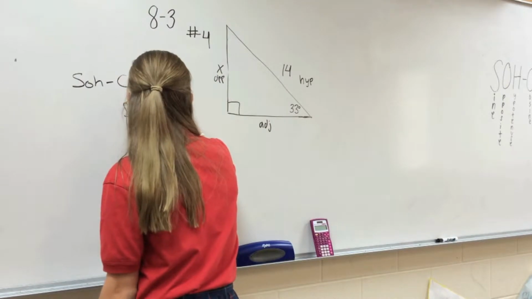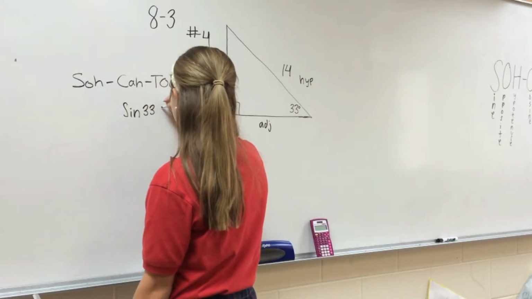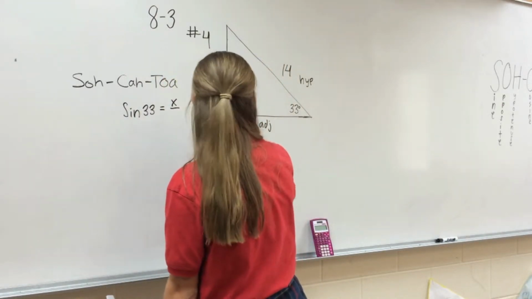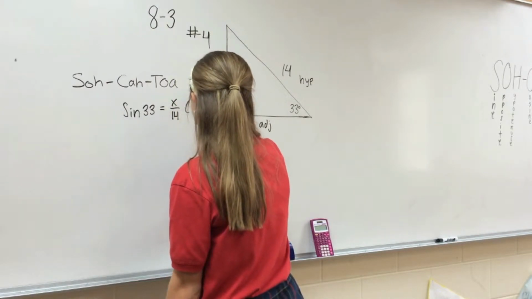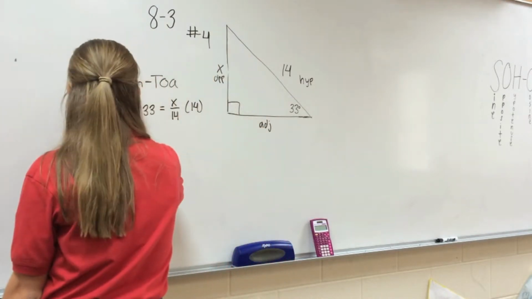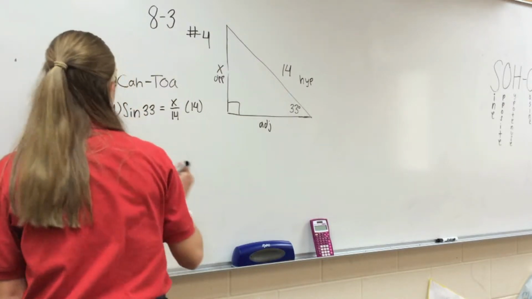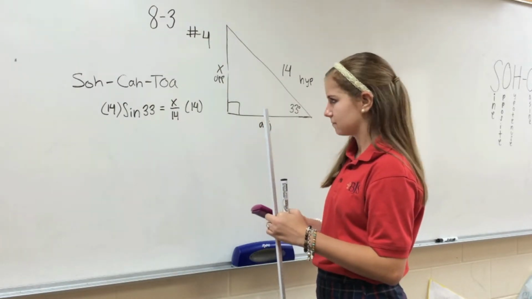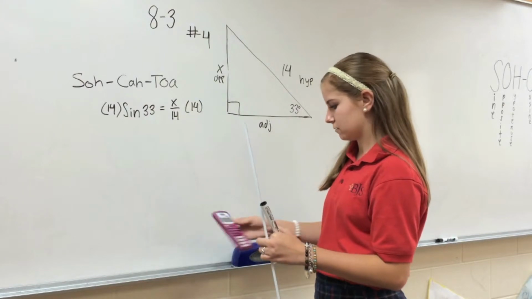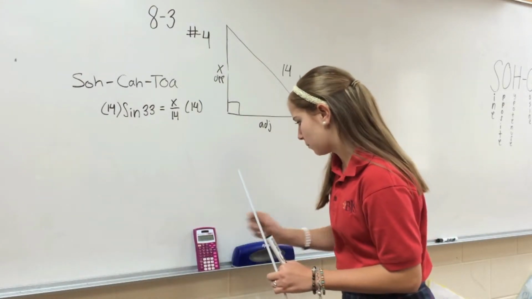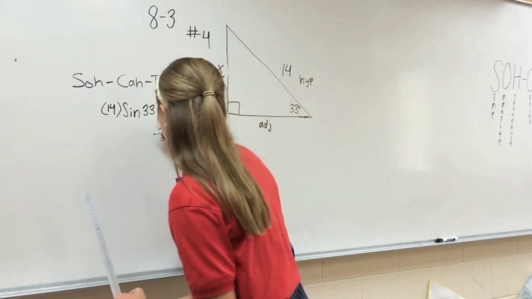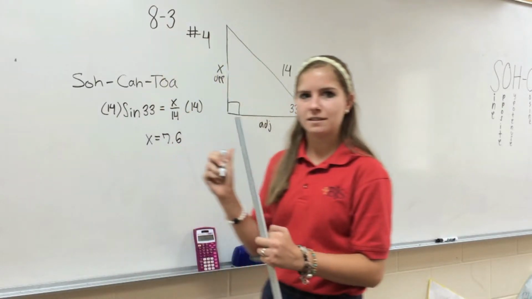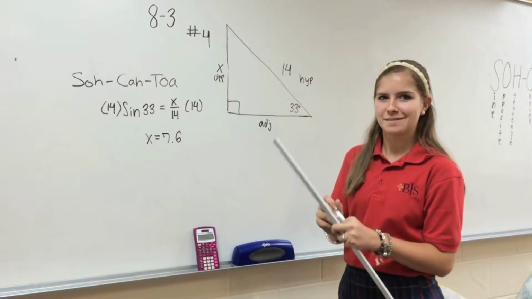So you do sine of 33, which is the angle given, equals X over 14. And then you multiply 14 on each side. And now you round to the nearest tenth. So I got 7.62, so it'll be 7.6. And that's your typical sine, cosine, tangent problem.